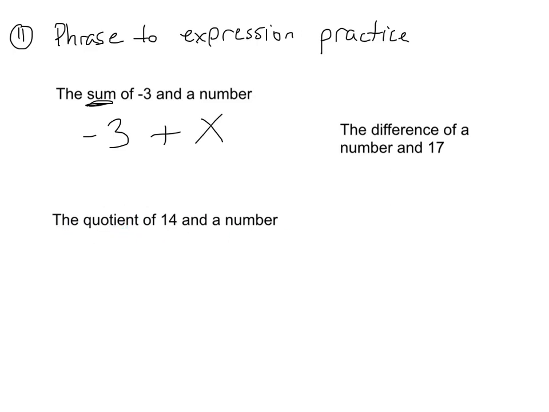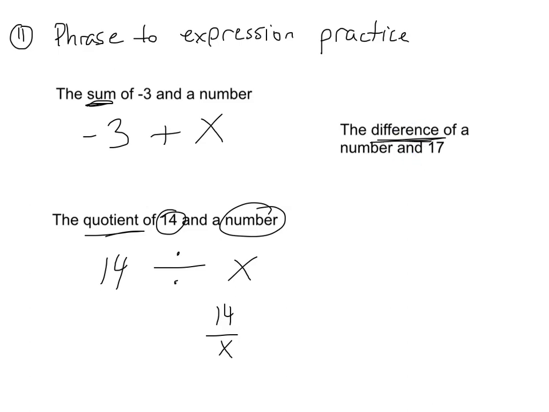The quotient of 14 and a number. Well, quotient means, of course, division. There's a couple ways I could write this. I could write it like this and say we're talking about division. Division of what? Well, 14 and a number. What number? We don't know. Or I could do 14 over x. That would also work. And then lastly, this one here, the difference.